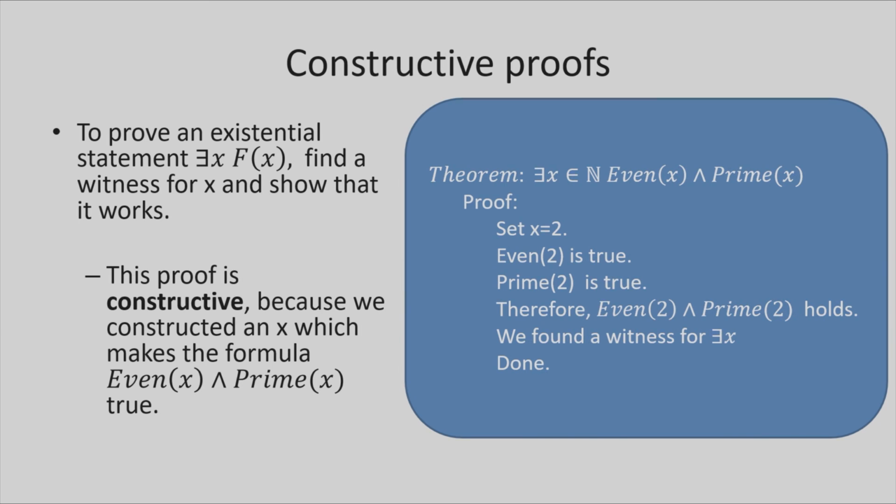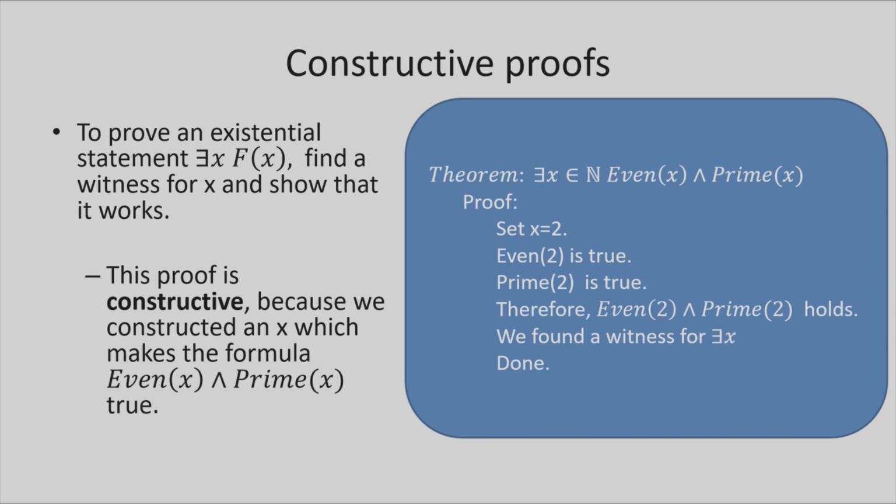Suppose we want to prove that theorem, let's call it theorem because it will be hopefully a true statement. And our theorem will say that there exists a natural number that's both even and prime. Here is the whole proof. Let's take number 2. 2 is even, yep. 2 is prime, sure. Therefore, it's true that 2 is even and 2 is prime. That's great. We found a witness for that x under the quantifier, and we are done.